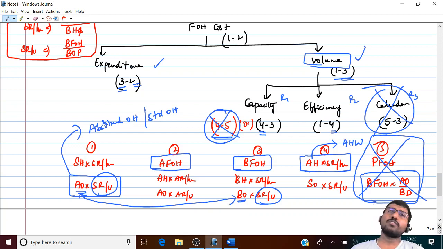Volume variance, basically, is the difference between budgeted overheads and absorbed overheads only, because the basic difference is volume. There's no problem in that. But there's another question that you are missing. You are missing a picture over here.